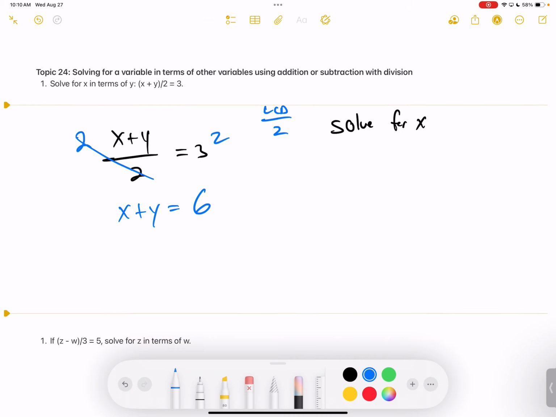So now we have a very easy equation. We're trying to solve for x. So I'm going to subtract y from both sides. So I get x equals 6 minus y.